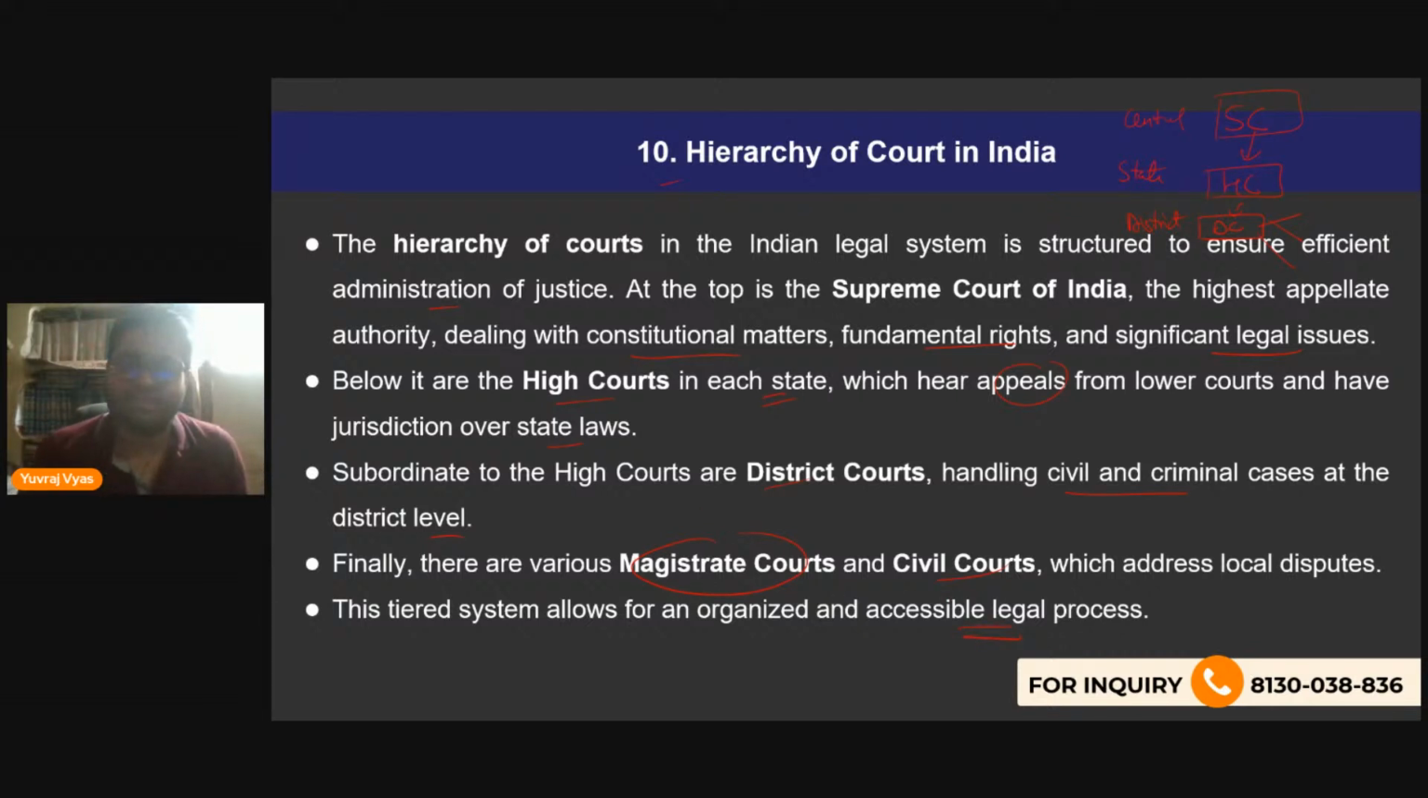Okay, so this is basically the hierarchy of courts as operates in India. So if there's an appeal, it will go from the district court to the high court, from the high court to the Supreme Court, and not vice versa. So from the lower to the upper, it can go, but it cannot come from the upper to the lower. This is the Indian hierarchy of courts.